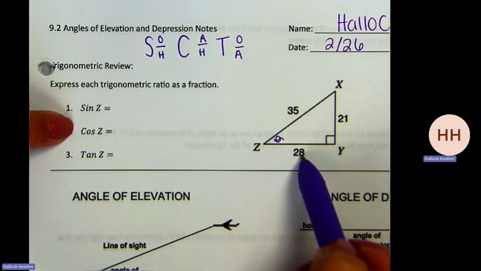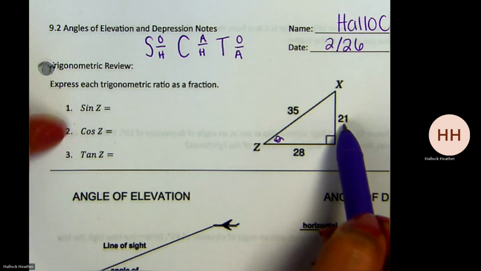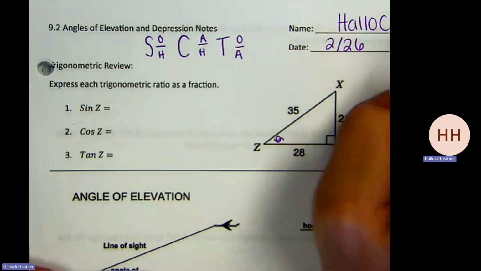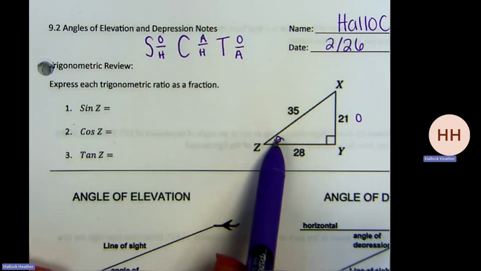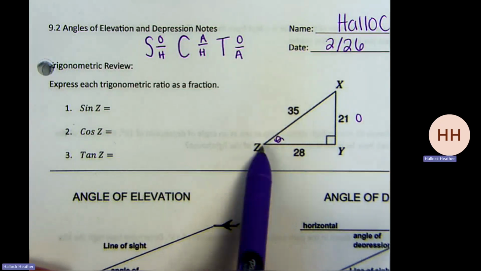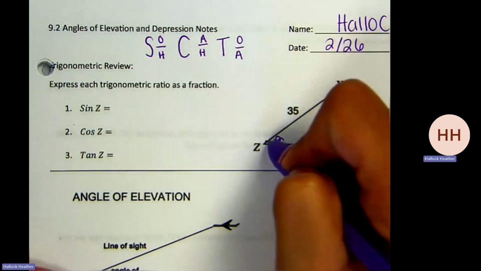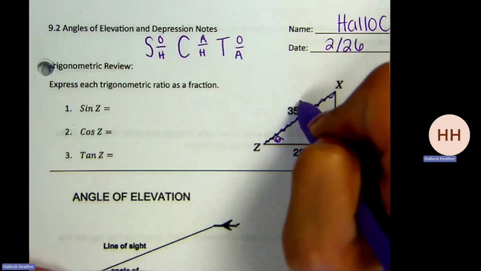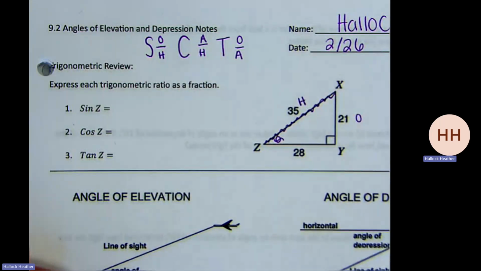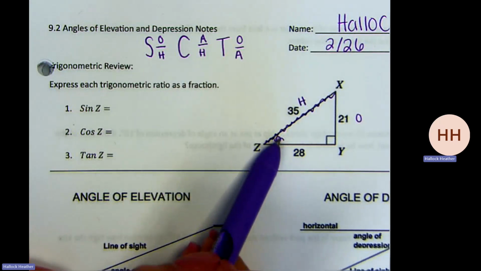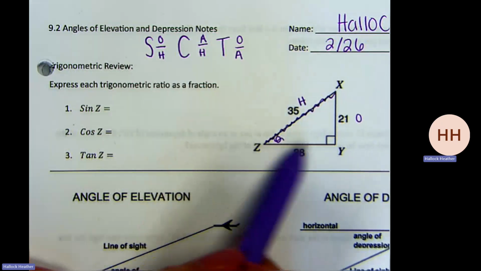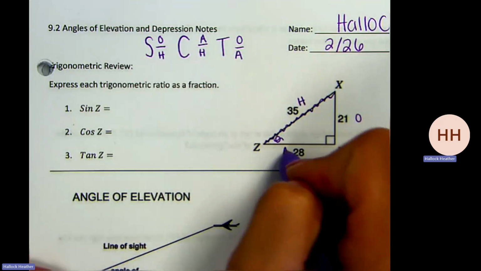Would it be 35, 28, or 21? 21. So this is opposite. Okay, so I'm going to put an O there. If I'm literally standing on Z, what would be considered the hypotenuse? 35, because remember the hypotenuse is always technically the longest side. It's always the diagonal. So this is H. And then adjacent is going to be 28. It's technically right next to me. So is the hypotenuse, but the hypotenuse is longer than the adjacent side. So I'm going to put an A.